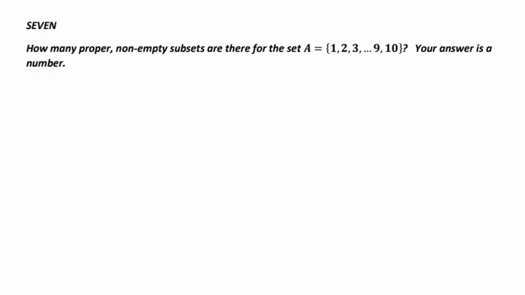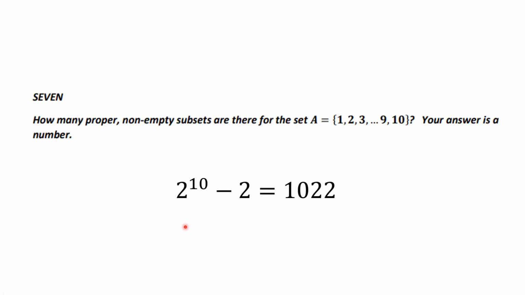Number 7, how many proper non-empty subsets are there in this set? Your answer should be a number. Well, there are 2 to the n, and there are 10 elements, so there are 2 to the n total subsets. But one of those subsets is empty, and one of them is the set itself, so we have to subtract off the 2. This is 1024, so that is 1022.